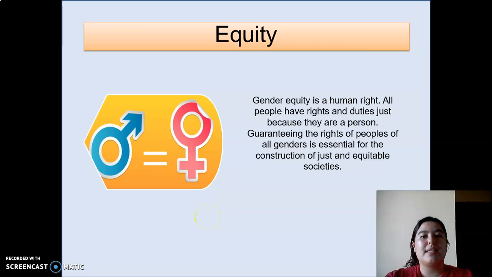This is chemistry class, and first I'm going to talk about the equity, that is the value for July. Gender equity is a human right. All people have rights and duties just because they are a person. Guaranteeing the rights of people of all genders is essential for the construction of just and equitable societies.